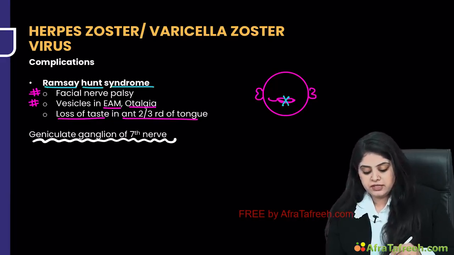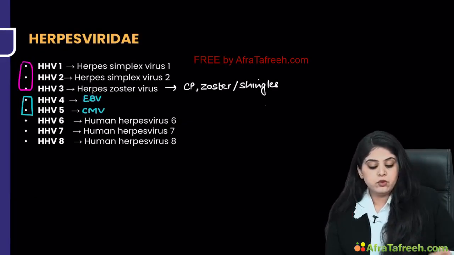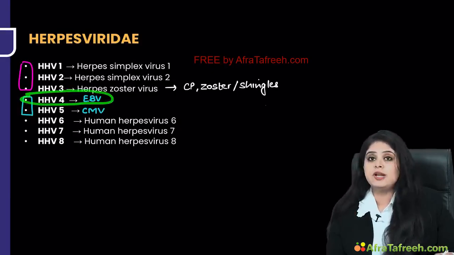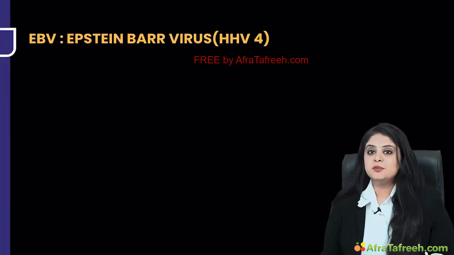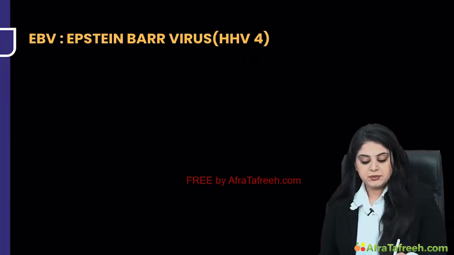Okay, this is settled for us. So what all are we done with? We are done with HHV1, HHV2 as well as HHV3. Have a look at this table. Now I'm going to go forward and talk about HHV4, and that is Epstein-Barr virus. So now starting with human herpes virus 4, and that is the Epstein-Barr virus.